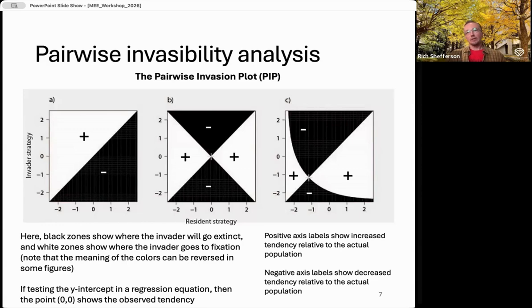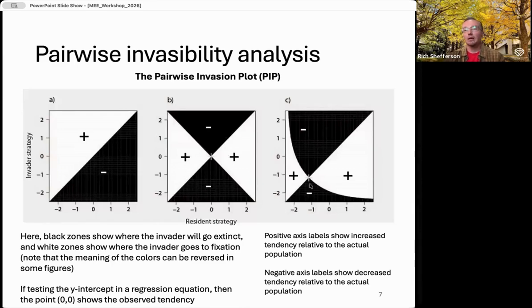So along the diagonal of a slope of one, you have basically trait variants competing against themselves. And so right there, the invader is the resident. So you have no difference. So what's interesting in these cases is, of course, not this scenario. This scenario suggests that as you increase whatever trait value you have, you're going to have just increasing values selected for. What's interesting is more like this scenario here or this scenario here.